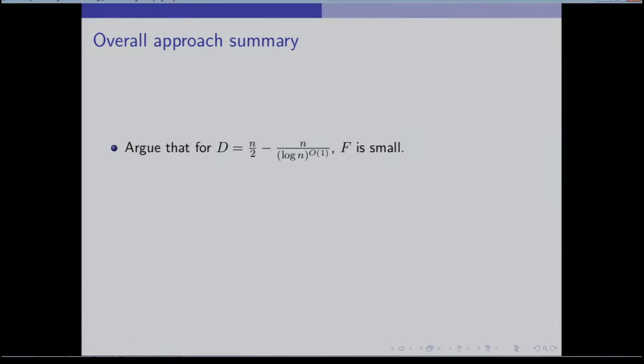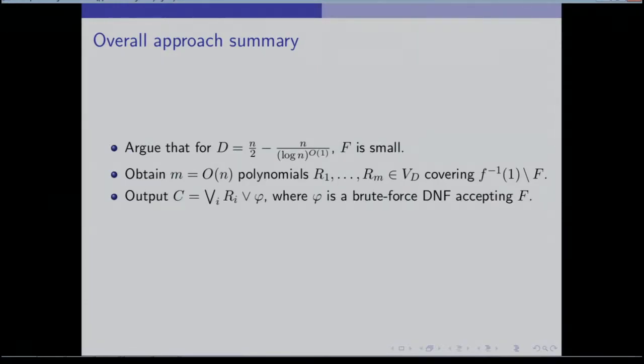But once we have this, we don't just need that there's a small degree certifying polynomial, we also need that the number of forced points, the number of really bad guys, is small. But once we have these two facts, what we do is we obtain order n polynomials from the space of certifying polynomials that covers all but the really bad points, right? For the really bad points, we just come up with a brute force DNF that outputs 1 on those really bad points. And putting things together, we get a circuit for the entire thing.